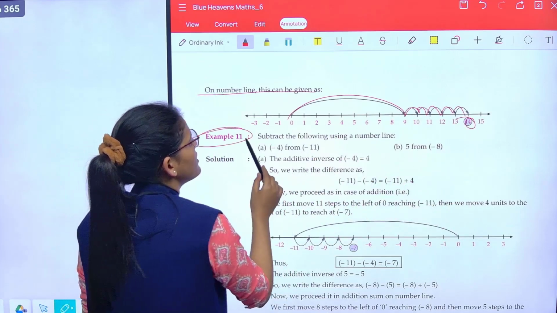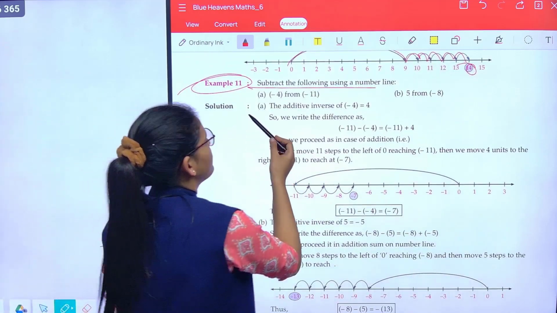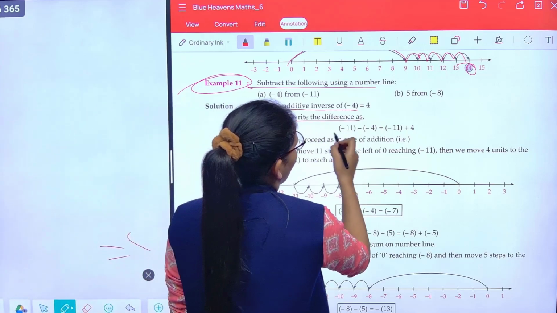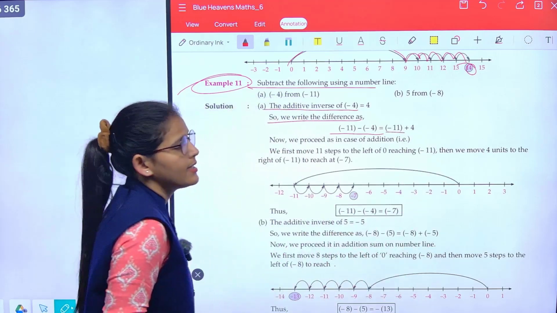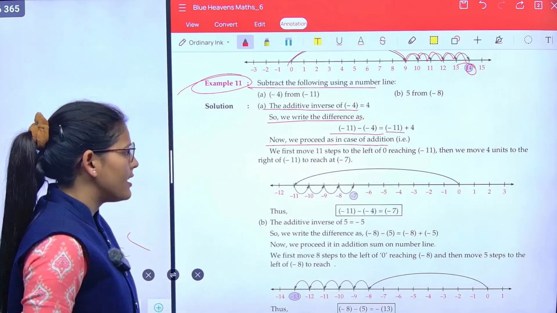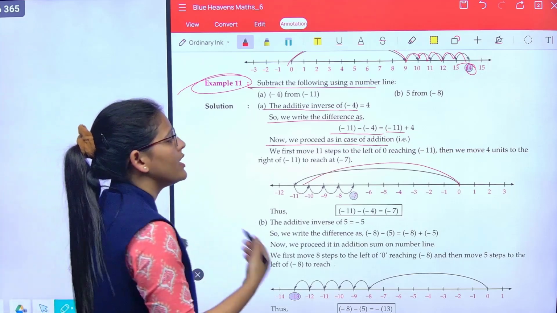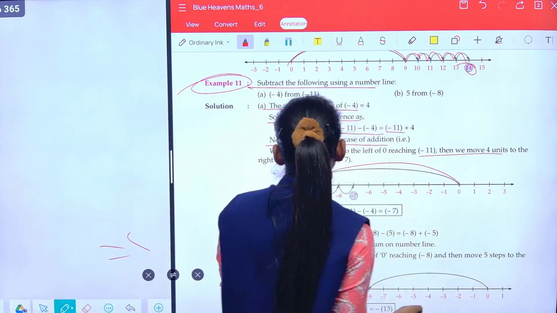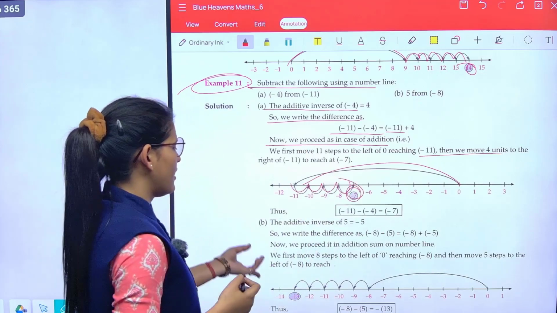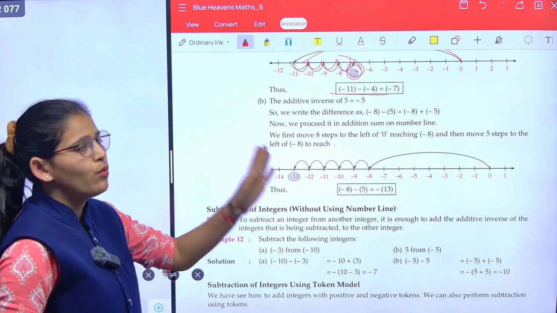Come on, example number 11, subtract the following using a number line. Minus 4 from minus 11. Now class, the additive inverse of minus 4 is 4. So we write the difference like this. Now minus 11 plus 4. Now we proceed as in case of addition. That is, we first move 11 steps to the left of 0 reaching minus 11. Then we move 4 units to the right. 1, 2, 3, 4, that is 7. So now class, minus 11 minus minus 4 is equal to minus 7.